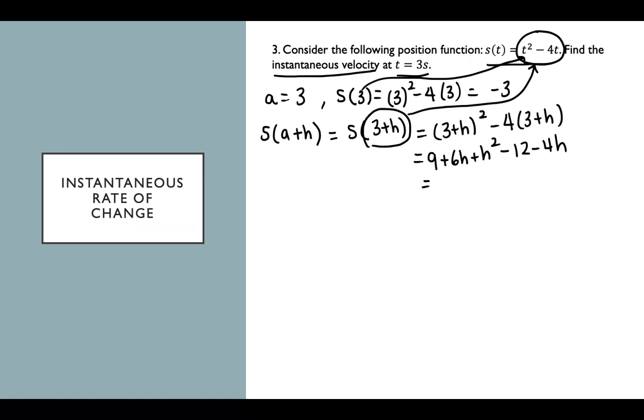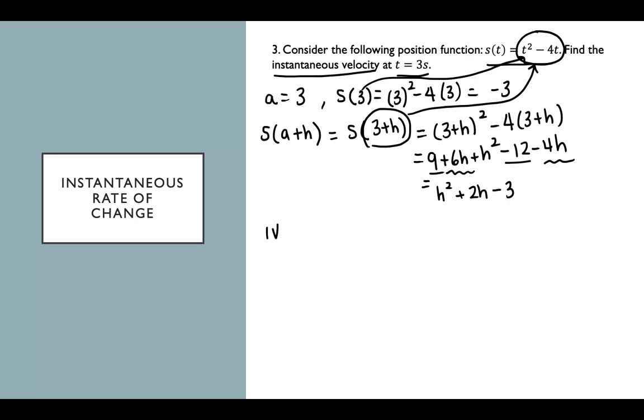It's going to be, these are the like terms. So h squared plus 2h minus 3. Okay, let's write down the formula.